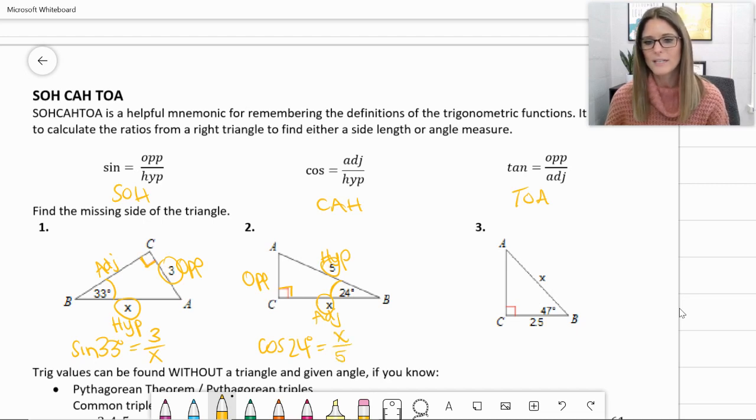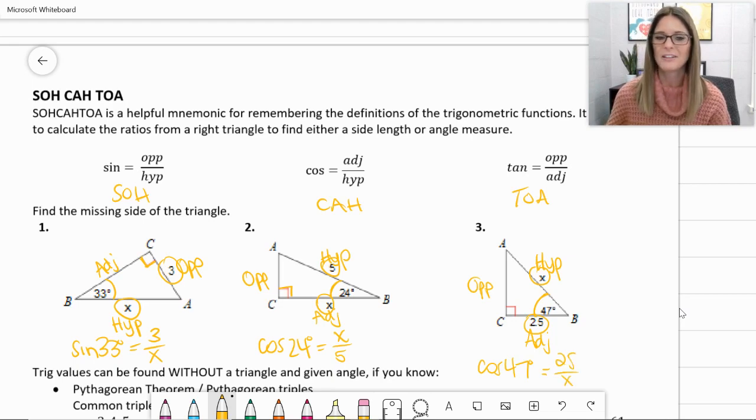Moving on, number 3, we have a 47 degree angle given. This would be my opposite side. 25 is the adjacent side, and x represents the hypotenuse. We've been given 25 and x, the adjacent and the hypotenuse, so we are again going to use cosine 47 degrees with that adjacent 25 over hypotenuse x, and we would use that to solve. So just reviewing where our adjacent, opposite, and hypotenuse sides are and how to use SOHCAHTOA. Let's put it into action below.